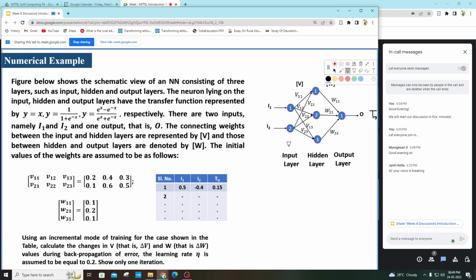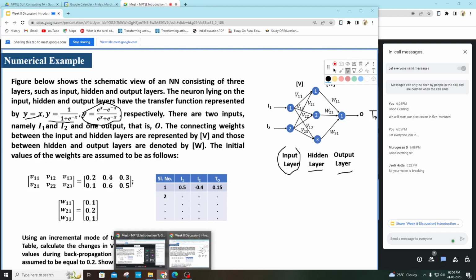For the input layer we have used the linear transformation function, that is y equals x. For the hidden layer we have used the log sigmoid function, 1 by 1 plus e to the power minus x. For the output layer we have used the tan sigmoid function, e to the power x minus e to the power minus x, over e to the power x plus e to the power minus x. Up to this, is this clear? Yes, sir.